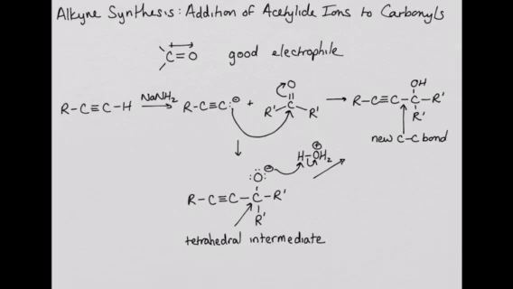Now that we've looked at the mechanism, let's look at some example reactions of additions of acetylide ions to carbonyls. First, let's look at the example reaction that occurs when we react propyne with formaldehyde. First, we must treat propyne with sodium amide to deprotonate the terminal alkyne and create the acetylide ion. Next, we add the carbonyl compound, the formaldehyde.